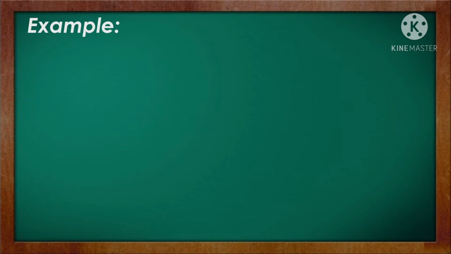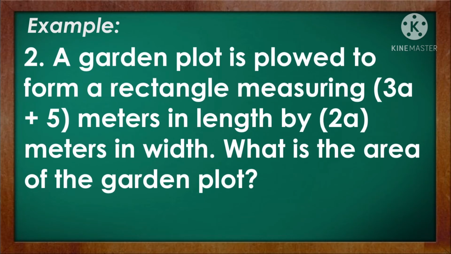Another example. Let us read. A garden plot is plowed to form a rectangle measuring 3a plus 5 meters in length by 2a meters in width. What is the area of the garden plot?